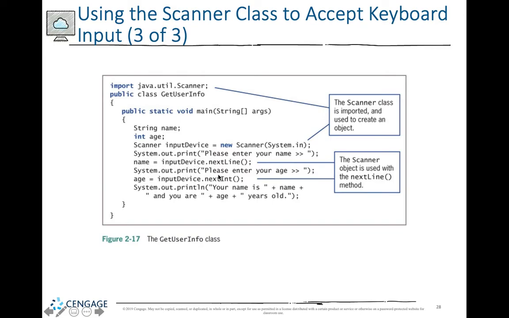Then we have the next System.out.println: Please enter your age. And we have inputDevice, which is the name of the variable, dot nextInt. nextInt is expecting an int. What do you think would happen if you put in something that was not an int and hit enter? It's going to throw an error. In fact, it will complain. It'll say the object that you passed in doesn't match the type, and the system will just exit out.